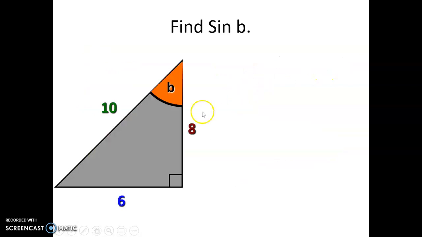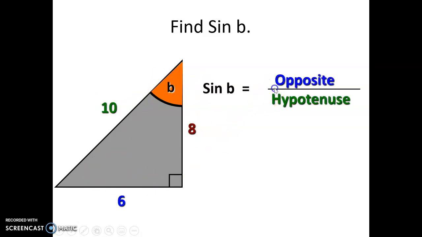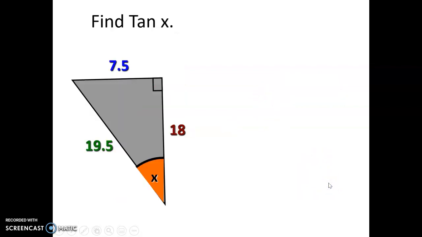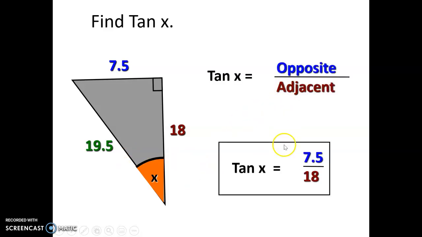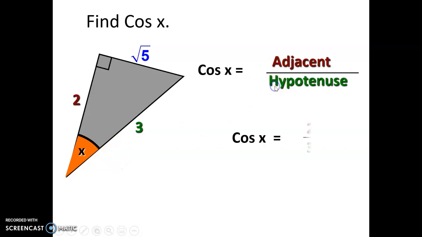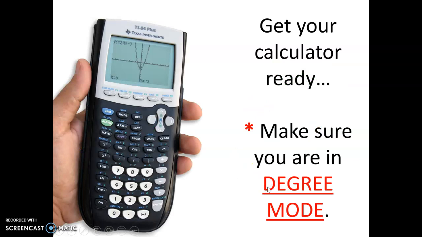All right, so knowing that sine is opposite over hypotenuse, what would sine of angle B be in this triangle? Sine of angle B, opposite over hypotenuse, 6 over 10. Great. What would tangent of x be in this right triangle? Tangent is opposite over adjacent, therefore that. Check your work. And finally, what would cosine of x, angle x, be in this triangle? Cosine is adjacent over hypotenuse, therefore that. Okay, hope those went okay. Let's keep going. So now, grab your calculator, make sure you are in degree mode.